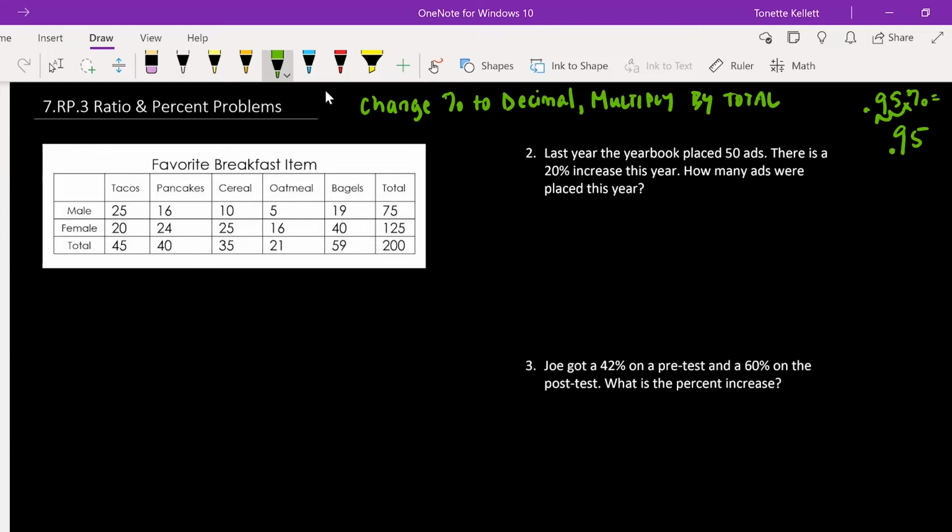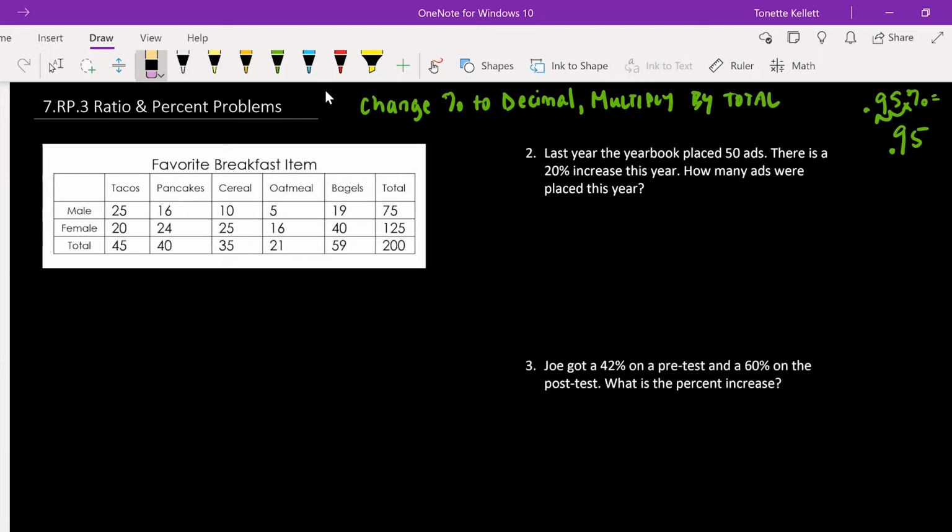All right, let's go ahead and do some of these problems. Number 1, you have a chart. It's got favorite breakfast items for males and females. One question would be, which breakfast is preferred by 20% of females? So you would find females, and right here is 20%. Oh, well, no, right there is 20. That's 20 out of 125.